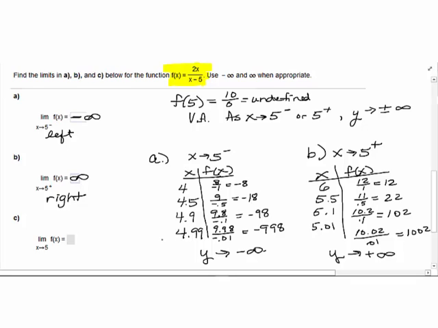Now, in order for the overall limit to exist, it has to be equal from the left and the right. And here we do not have equal limits, so we're just going to say does not exist.